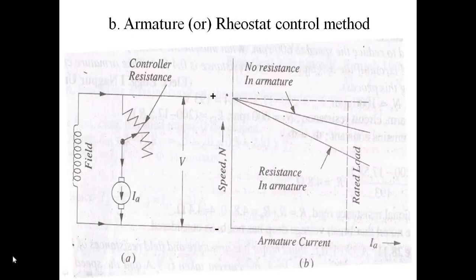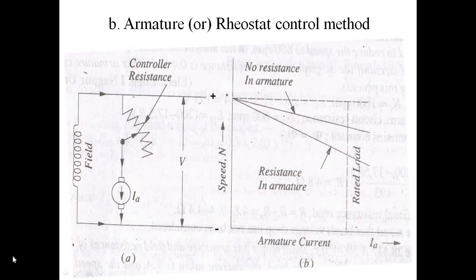Next, armature rheostat control method. In this method, the armature resistance is connected and varied from the maximum position to the minimum position. In this type of armature voltage method, the armature resistance will go from maximum to minimum. So the voltage will be decreased, and the speed also decreases.